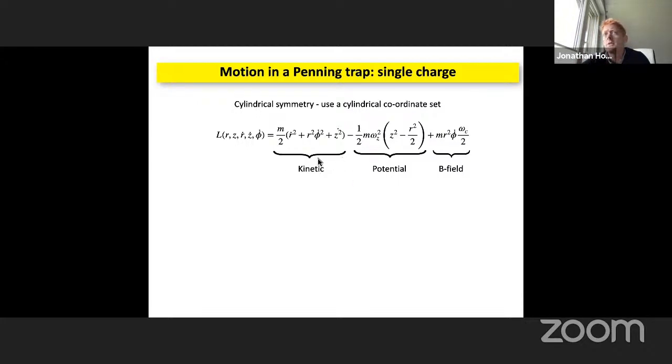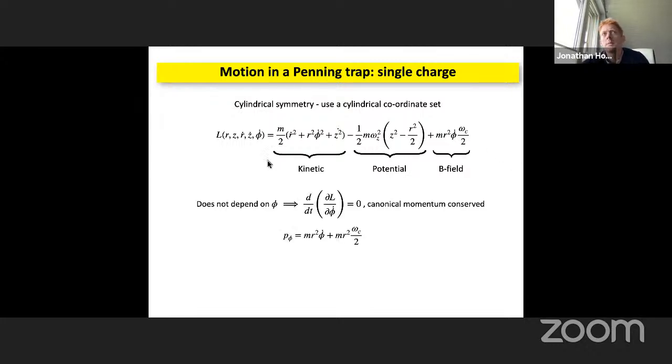There are some kinetic energy terms. There's this potential, which you see repels along the radial directions and confines along the z direction. In addition to that, there's a magnetic field term, which you will see involves the radial coordinate squared and also the angular velocity, right? That's proportional to what we call the cyclotron frequency, and I realize I haven't quite introduced that. It's basically the charge times the magnetic field divided by the mass of the particle that you're using.